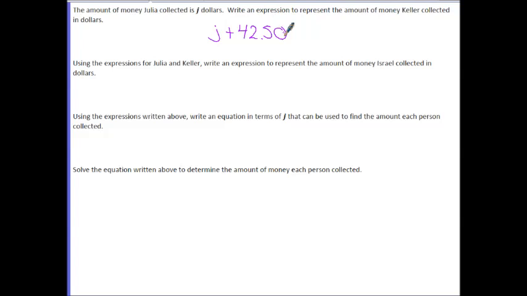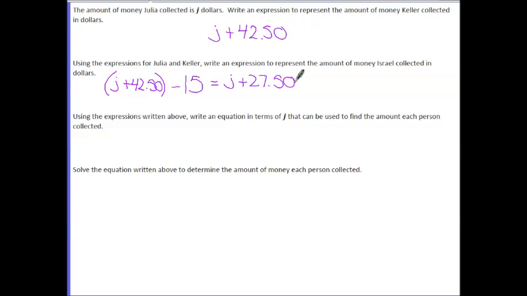Using the expression for Julia and Keller, then we want to represent Israel. So if we just use what they gave us in the problem, they told us that Israel collected $15 less than. Now, less than we interpret as subtraction, but it also means you're subtracting the number from what we're talking about, which is Keller's amount collected. And that is J plus $42.50. So when I subtract $15 from $42.50, we will get J plus $27.50. And you can see those are mirrored into the bar modeling method that we used.